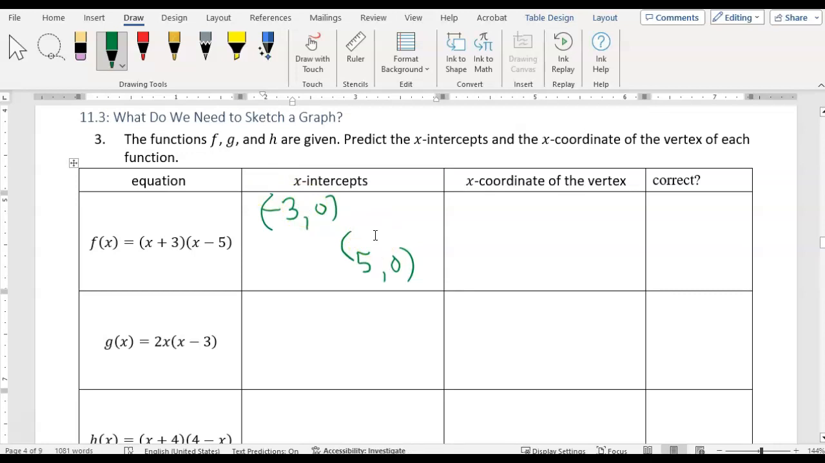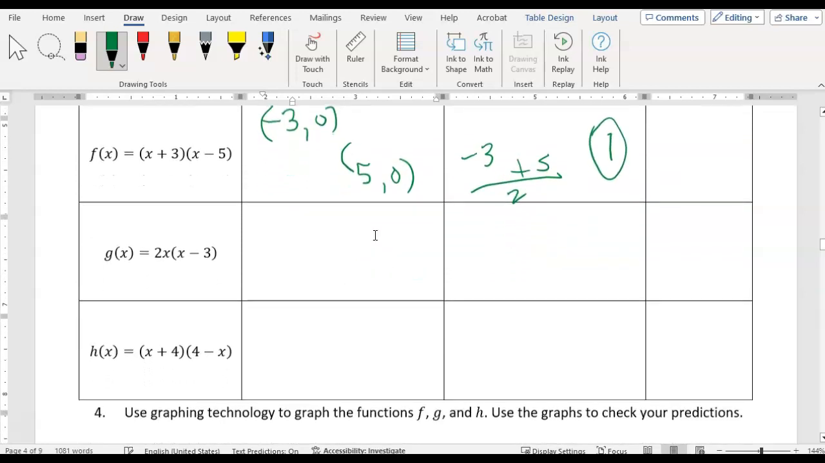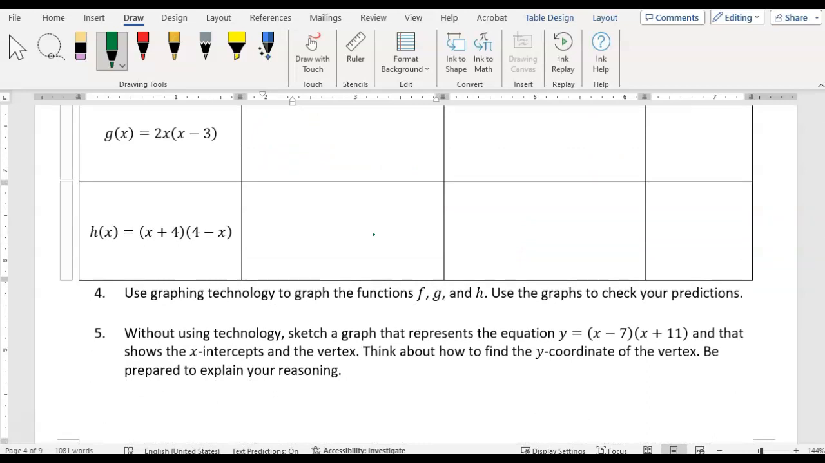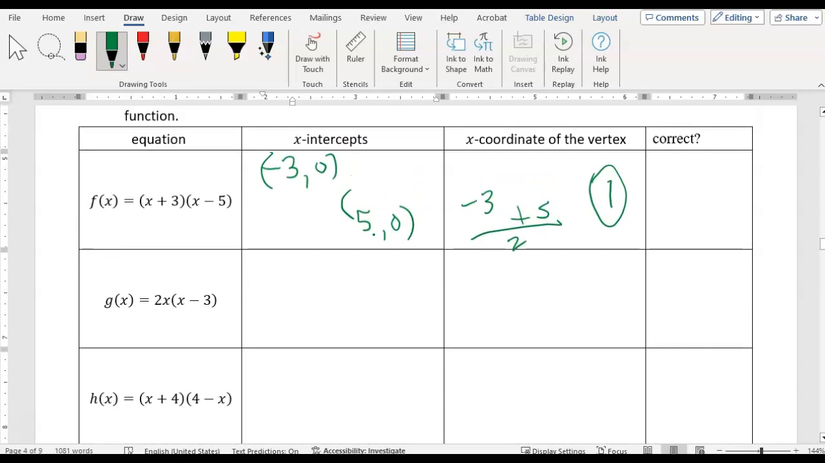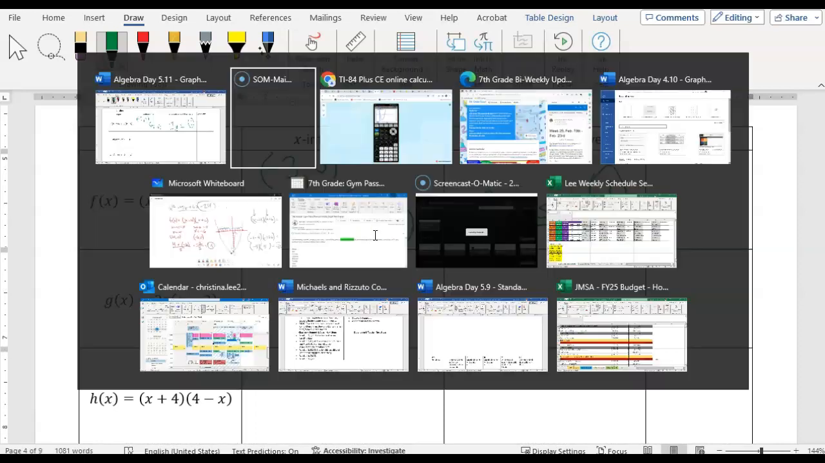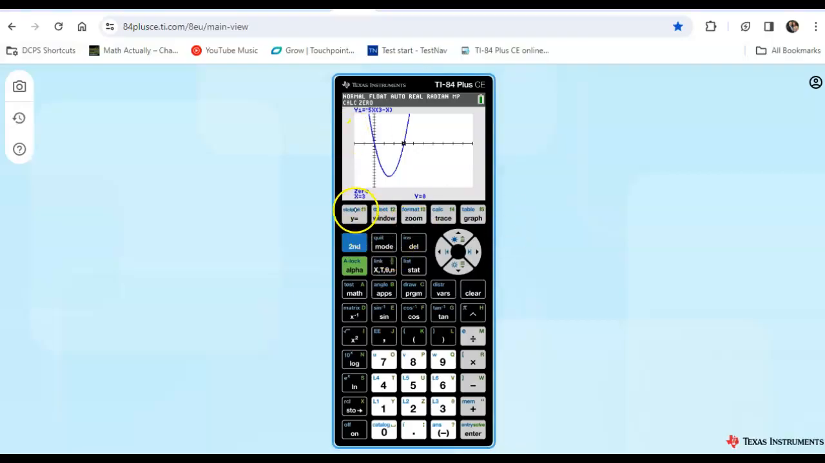So the x-coordinate of the vertex, remember, we're going to add the x values of our x-intercepts and divide by 2. So this would be 2 divided by 2, which is 1. And then it says down below, use graphing technology to graph them and use the graphs to check your predictions. So we're going to graph this in our calculator.